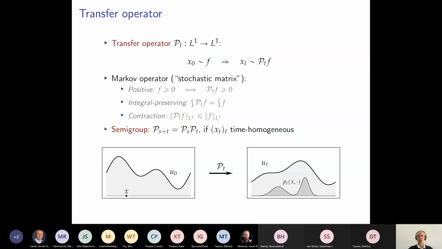It's positive, or some call it non-negative. It's integral preserving, probability is not getting lost, and these two things make it a Markov operator, which makes it a contraction in L1. Also, this time parameterized family of operators is an operator semigroup, saying that if I go s plus t times forward in time, it is the same as applying the t transfer operator first, and then the s transfer operator afterwards. But this only holds, of course, if my process is time homogeneous, like autonomous.